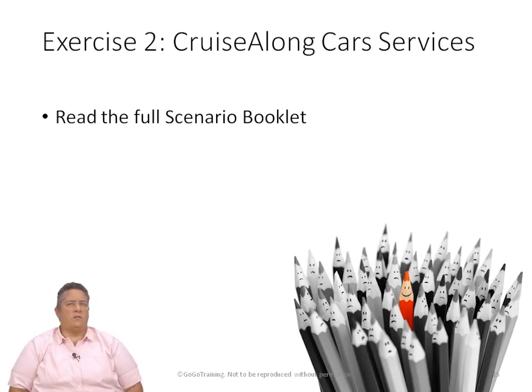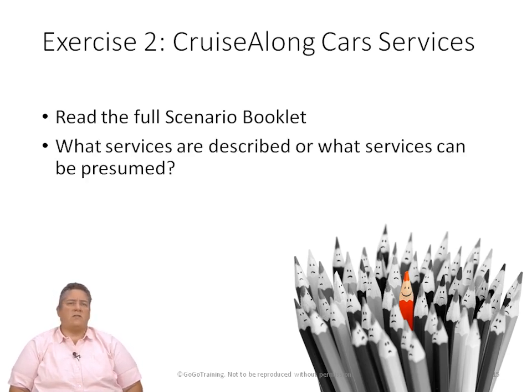Exercise number 2. This is CruiseAlong Cars Services. So you've created the relationships, and by the way, that relationship map may change the longer you work within CruiseAlong Cars, and that's perfectly well and good. So with the CruiseAlong Cars Services exercise, what services have been described or what services can be presumed? I'd like you to make a service map. Now, there is no such thing as a service map in the back of the book, but what you want to do is to have a high-level mapping and consider the following things. These are things that you would consider in real life.